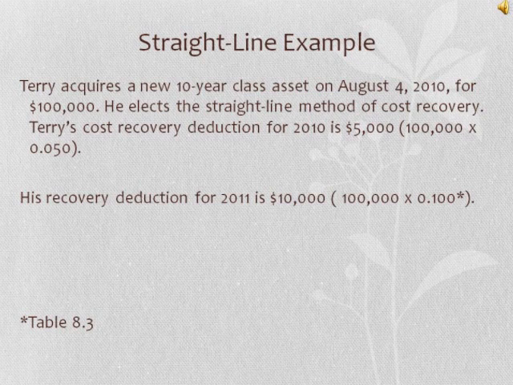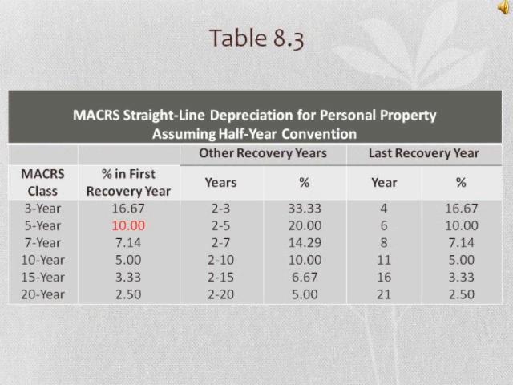Here is a straight-line example. Terry acquires a new 10-year class asset on August 4, 2010 for $100,000. He elects the straight-line method of cost recovery. Terry's cost recovery deduction for 2010 is $5,000, which is calculated by multiplying the $100,000 cost times 0.050. His recovery deduction for 2011 is $10,000, which is $100,000 times 0.10, from Table 8.3. This is Table 8.3, which was used in the previous example.